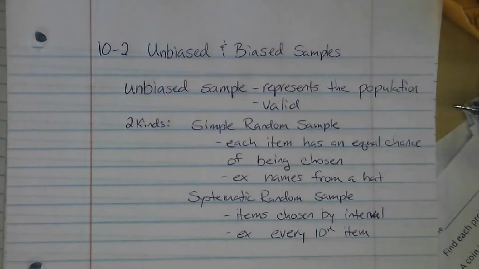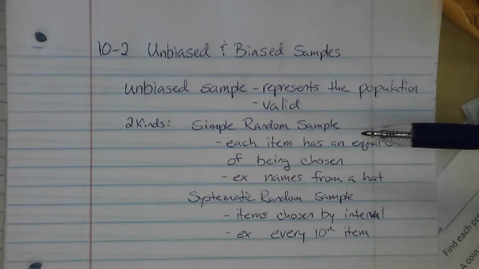Unbiased samples are samples that represent the entire population. There is no favoritism or discrimination of any kind in choosing the samples. And these are generally considered valid. They give valid results. Now there's two kinds we're going to talk about.